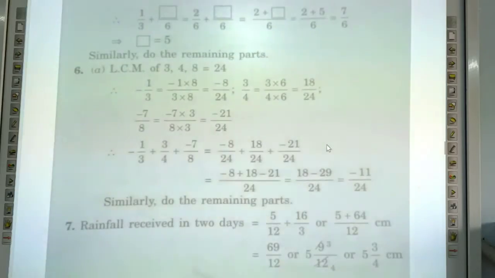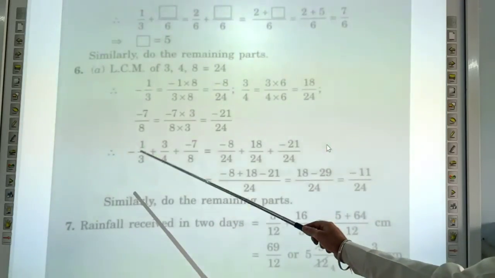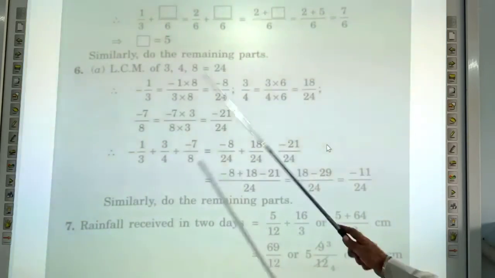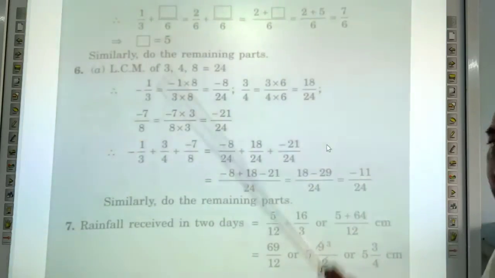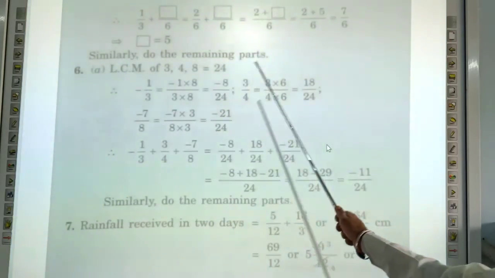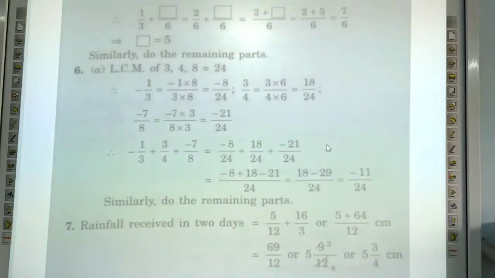In question number 6, 3 different rational numbers are again given, and again you have to add these 3 rational numbers with the help of the LCM of their denominators. The denominators are 3, 4 and 8. Firstly, the LCM of 3, 4 and 8 is calculated, which is not shown here. You have to calculate it yourself. LCM is 24, and all three rational numbers are converted into equivalent fractions with denominator 24.